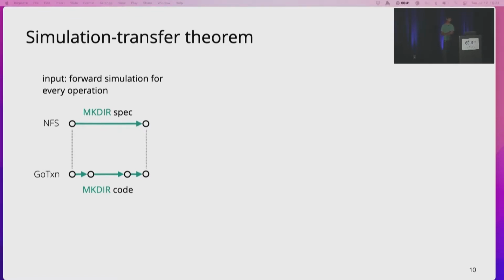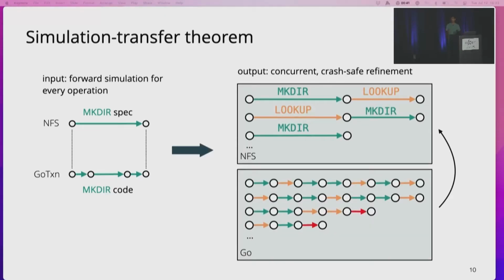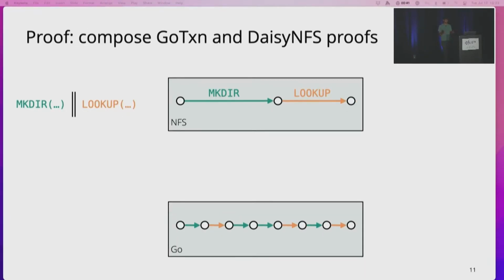What the theorem says is it has as an assumption that the user has already proven forward simulation for all of the operations in their system. And then it outputs a concurrent and crash-safe refinement theorem of exactly the style of the DaisyNFS correctness theorem that I showed earlier. Now, the full proof of simulation transfer is a bit involved, but I can give some intuition for why it holds. So for any execution of the code on the bottom, we need to show that there exists some concurrent and atomic execution at the specification level.